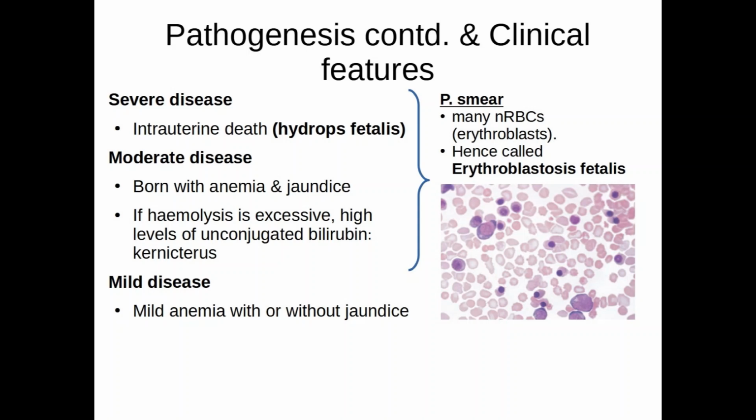In the image of the peripheral smear that you are seeing in this slide, most of the nucleated cells are nucleated RBCs, in other words, erythroblasts. So that is why the name erythroblastosis fetalis came to be.